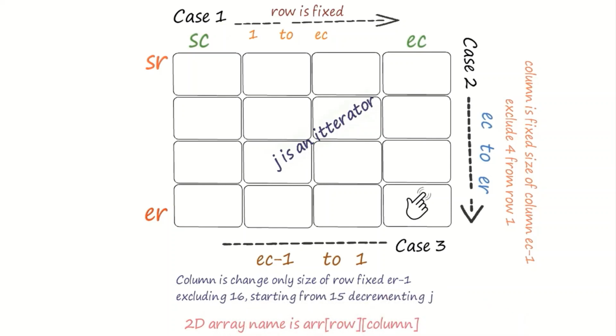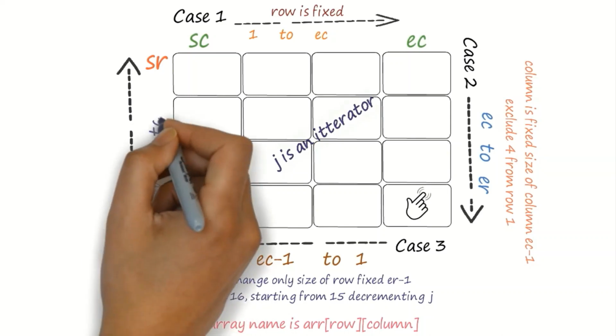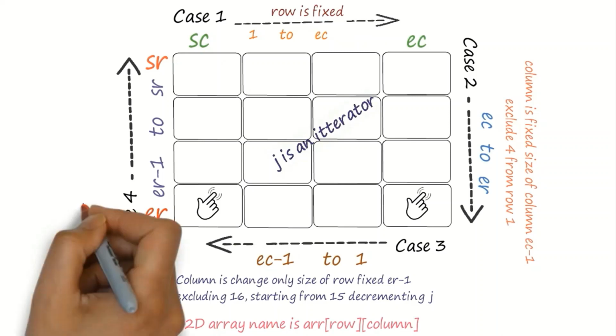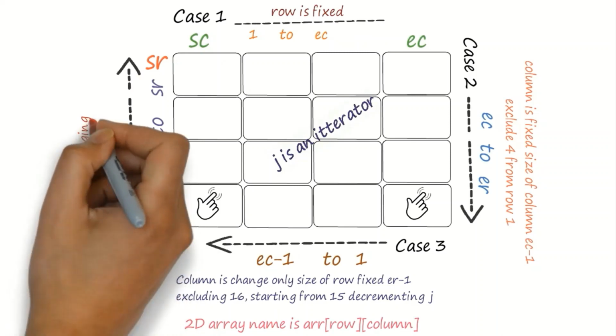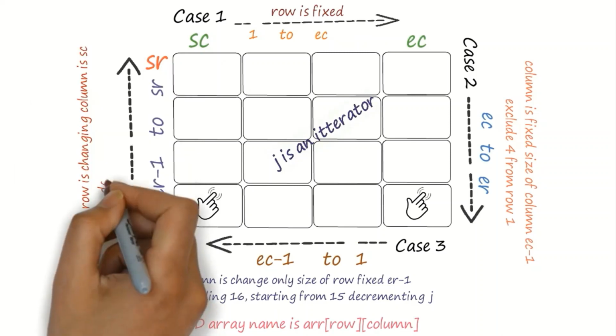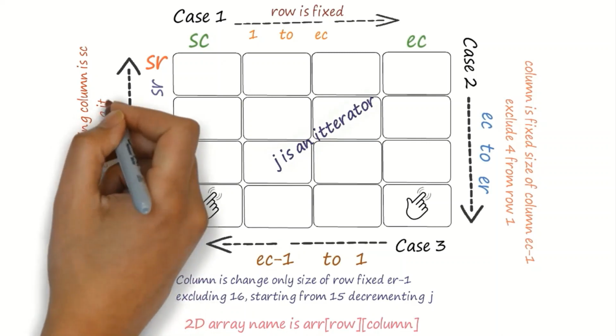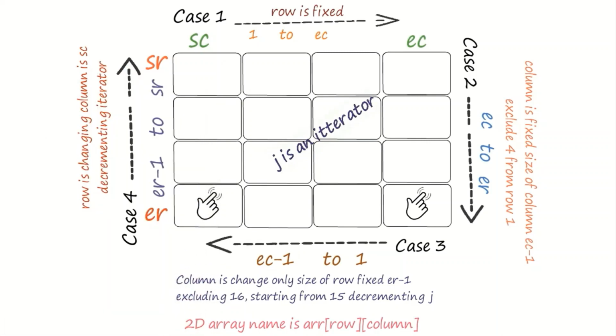And finally, for case 4, we have to omit this last marked portion. Try to understand what the for loop should be. The for loop will iterate from ER minus 1 to SR because the marked portion will be omitted. Here we are changing the row and the column is fixed, whereas we are decrementing the value of j since we are going from bottom to top.